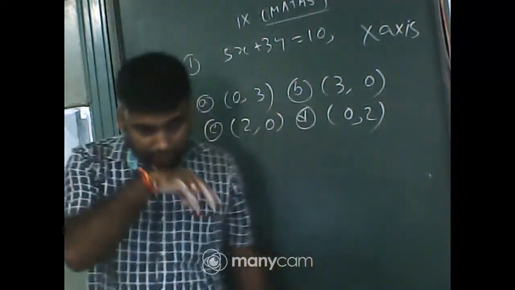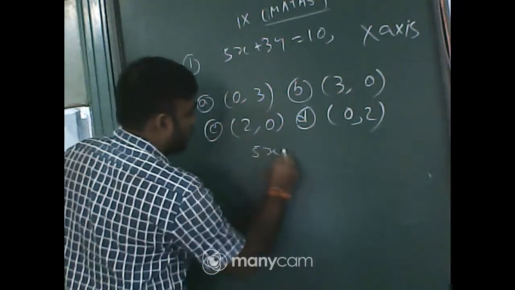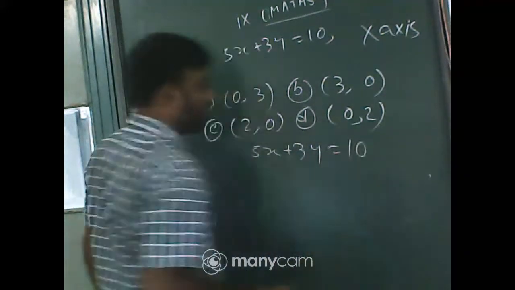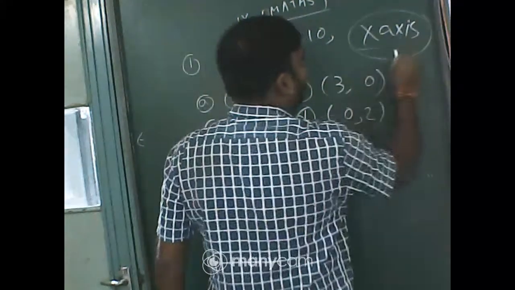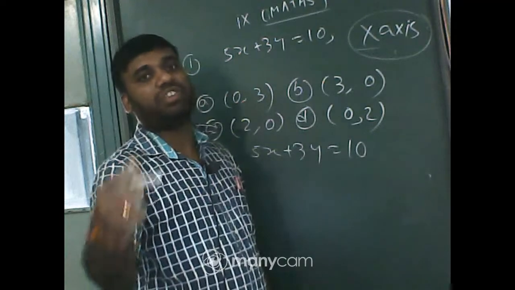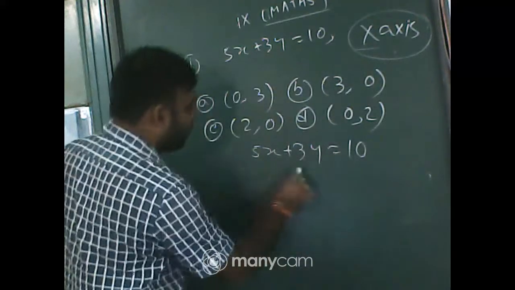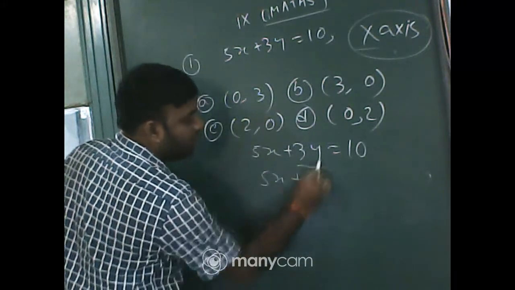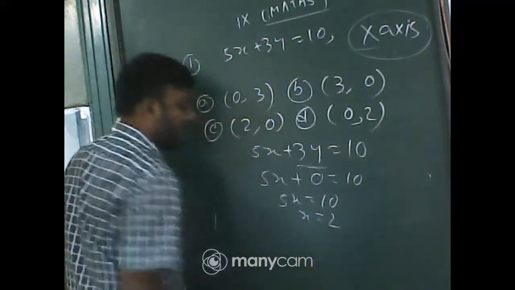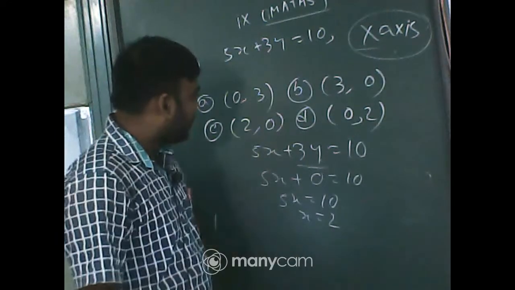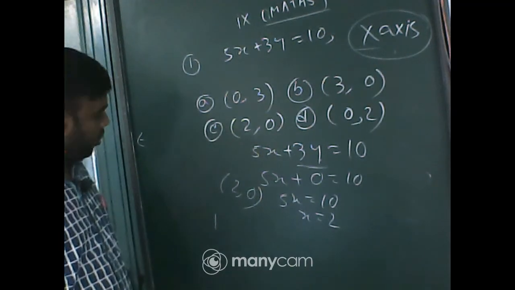Okay, now I am explaining it. First of all, 5x plus 3y equal to 10. I have told you to find where it intersects the x-axis. Intersecting the x-axis means you have to put 0 for the opposite variable. What is given? The x-axis. The opposite of x is y, so in place of y, put 0. So 5x plus 3 into 0 equals 10. So 5x equals 10, x equals 2. So (2, 0) is the answer.